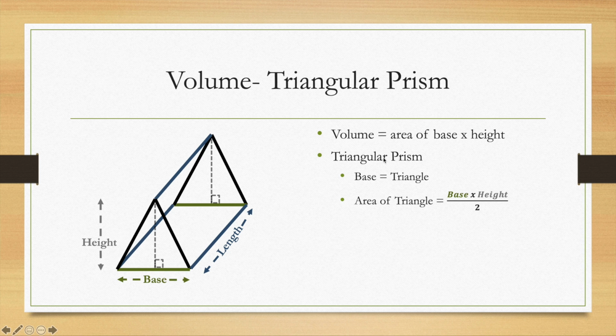Once again, the area of a triangle is base times height divided by 2. The base here is in green, the height is in gray. So there's two ways you can write this formula. Base times height divided by 2, that's the area of the base, and then times the length, which takes the place of the height of the object. Again, if you flip this 90 degrees, the length would be the height. Or you can condense it down to length times base times height divided by 2. Both of these get you the exact same answer. This one is my preferred formula just because it's condensed.